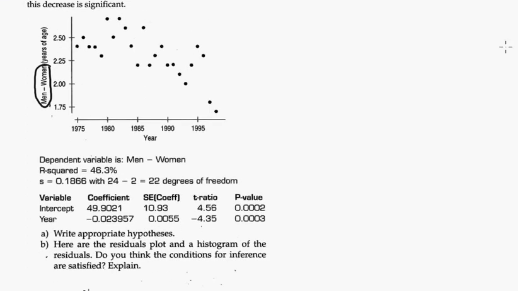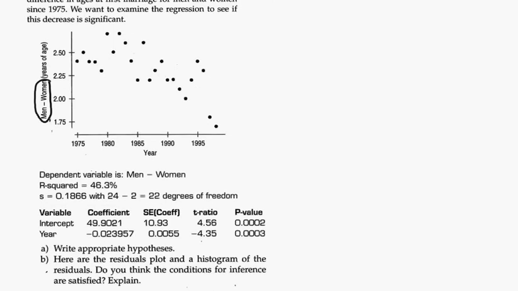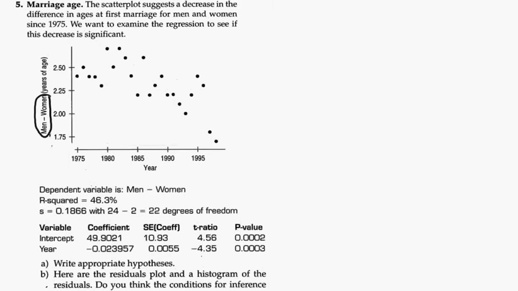So the first question is write a hypothesis test. What we want to do is answer the question: we want to examine the regression to see if this difference is decreasing. In other words, maybe the ages are getting closer together, getting closer to 0. So let's say something like this. First, we want to say that there's no change.